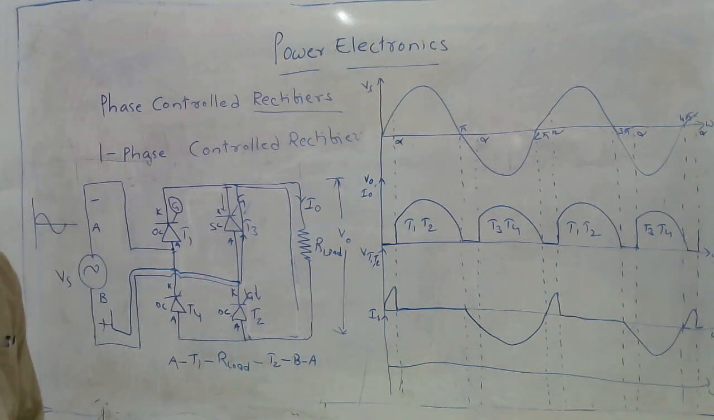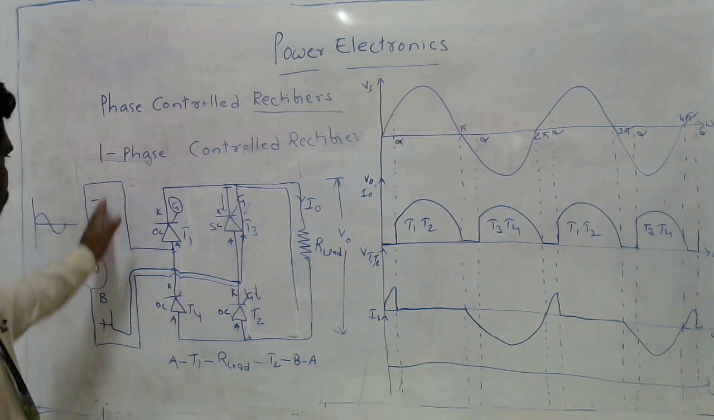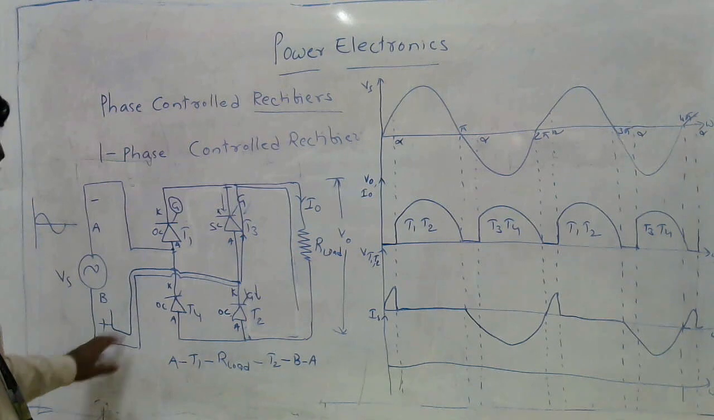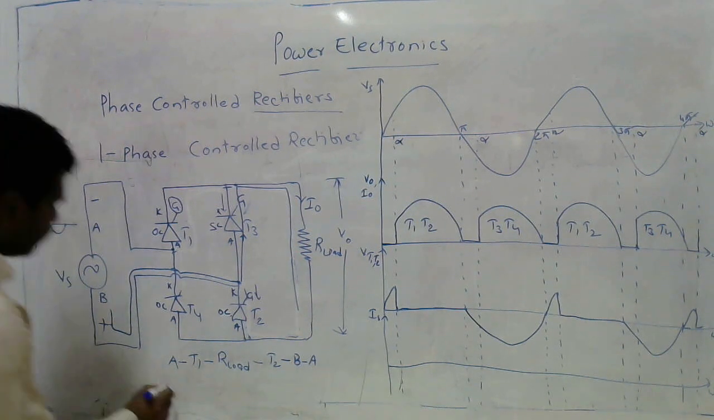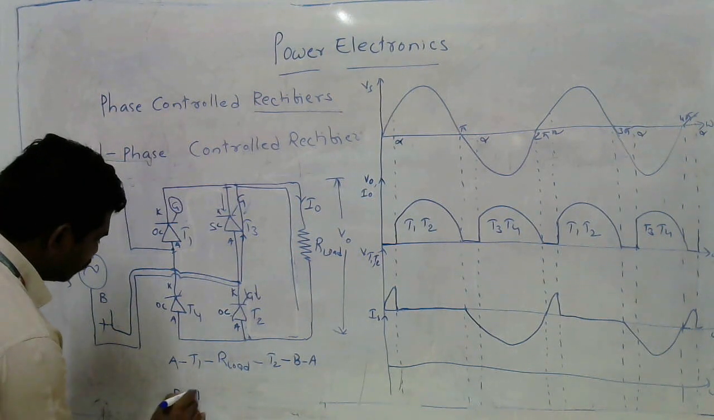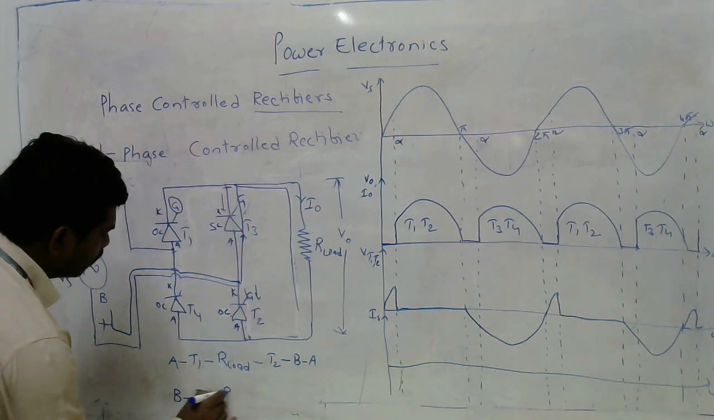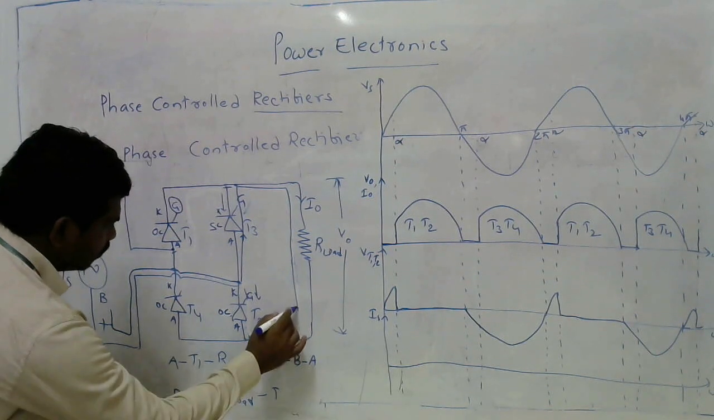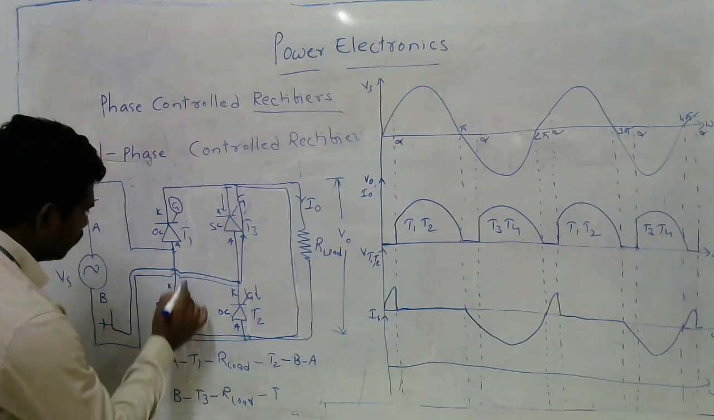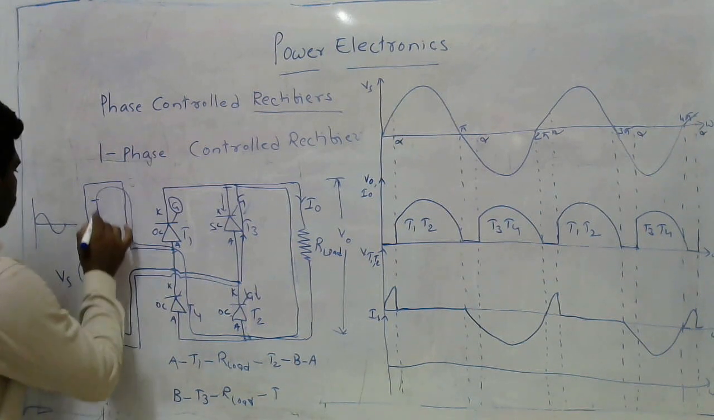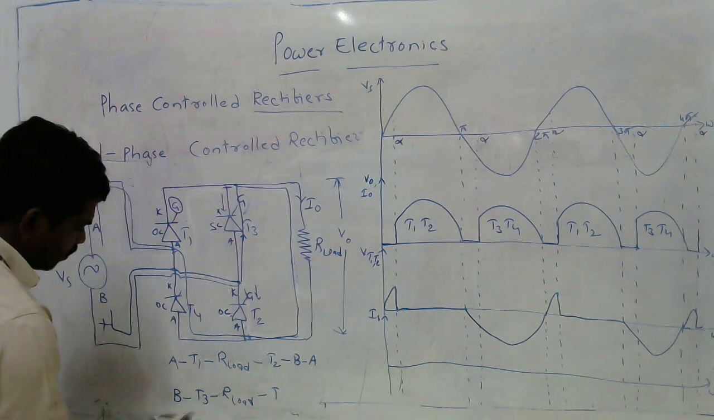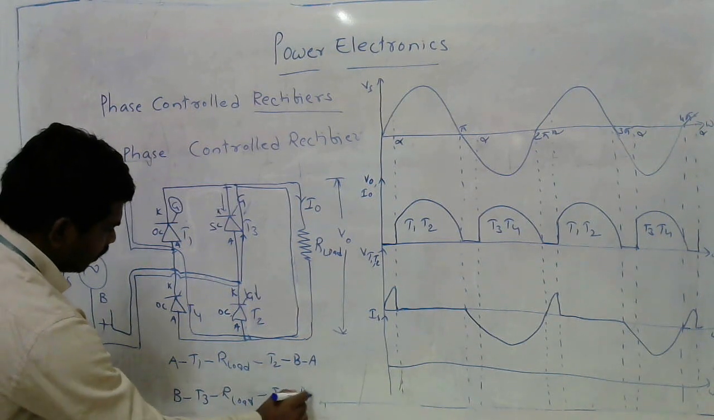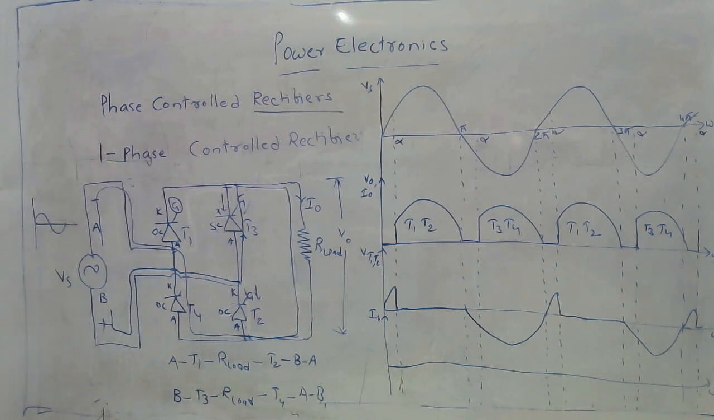Lastly, we will see the input supply current. Look at that. For the positive half cycle, current is coming out from A. For the negative half cycle, what is the path? B, T3, the RL load, then T4, then A. This is the path for the negative half cycle.